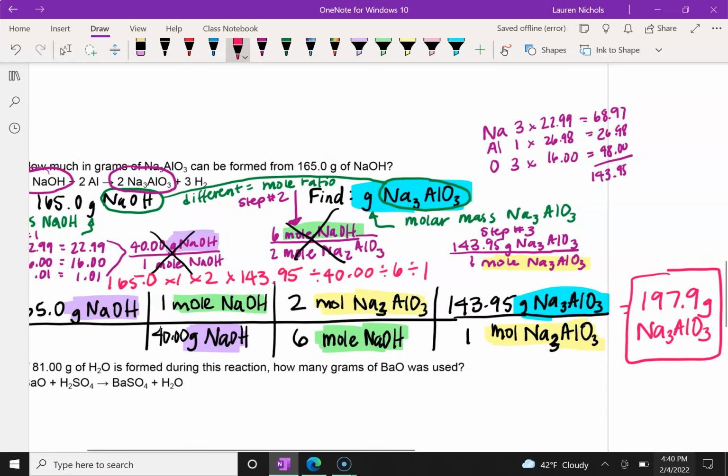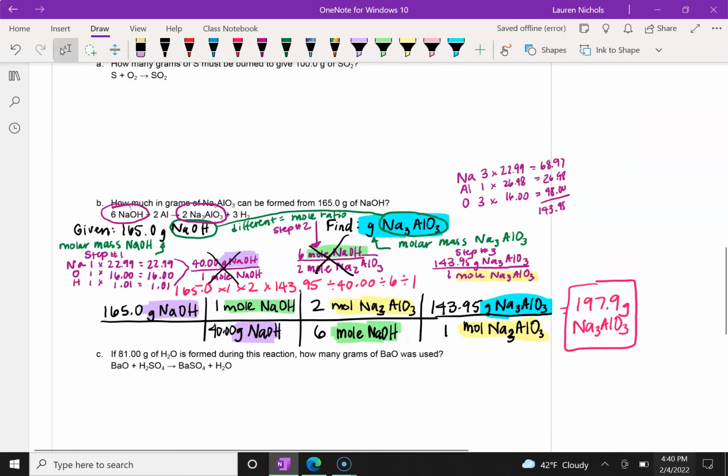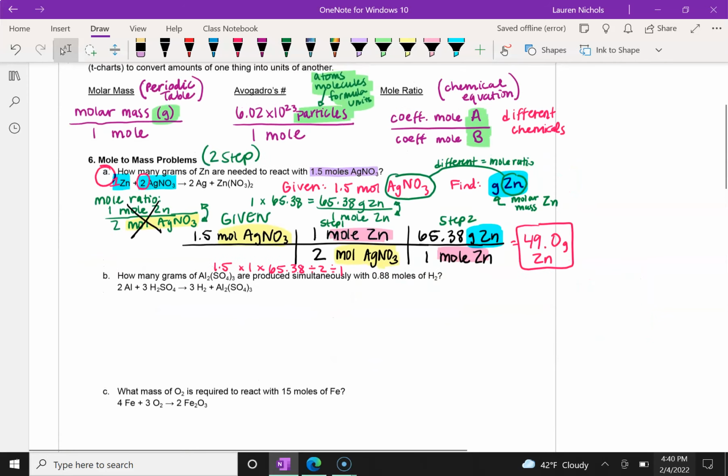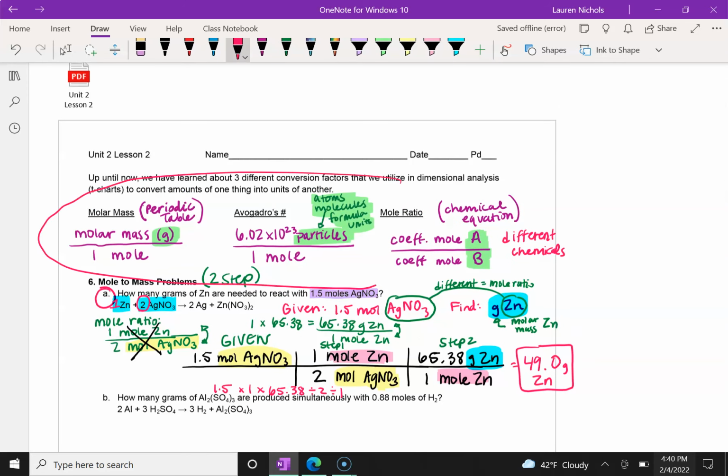So it's literally the same pattern over and over again. It's just different combinations of these three things here. So please, please, please make sure you're practicing.